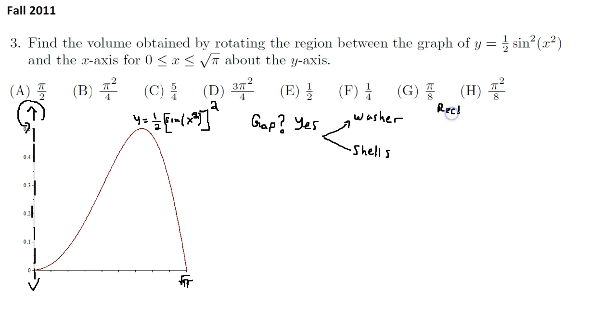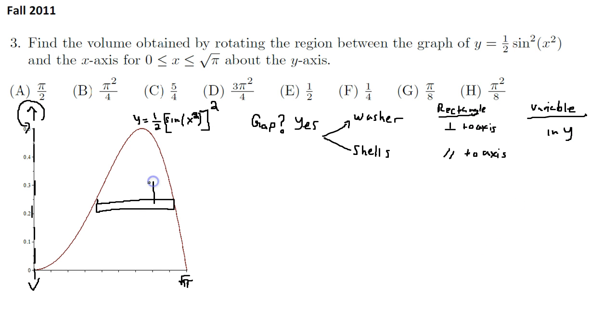When you're in washer, the rectangle that you draw is perpendicular to the axis, and the rectangle that you draw in shells is parallel to the axis. So perpendicular would look like this. The issue with that is that the variable would be y, because you take that and move it upwards. And with shells, your variable would be in x. Nothing wrong with doing it in y, at first it seems, but when you're in y, that means you have to solve for x, and that's not going to be easy at all with this function. So we rule that out, and we go with shells.